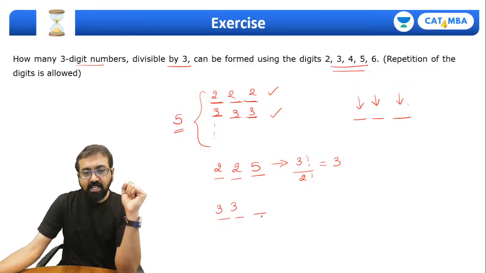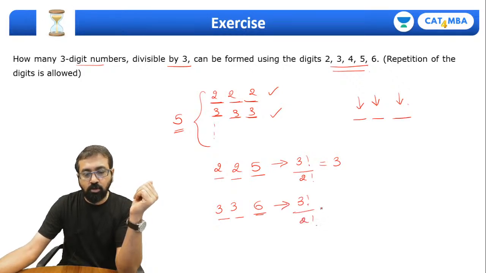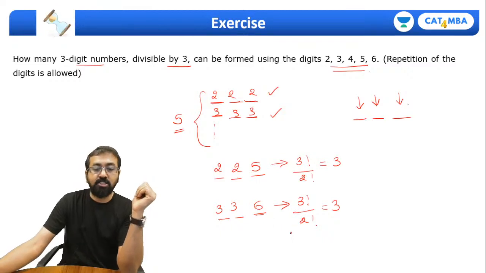So what digit will I have to place over here? Can I say I'll have to place a digit 6, because this 3 plus 3 is 6, which is a multiple of 3? So now I'll have to place a digit which is a multiple of 3 over here. Again, this can be done in 3 factorial by 2 factorial ways. So there are going to be 3 such numbers.